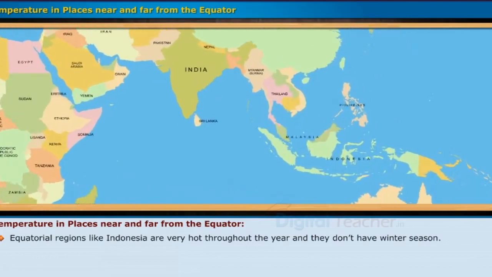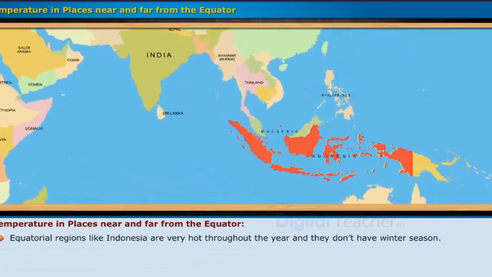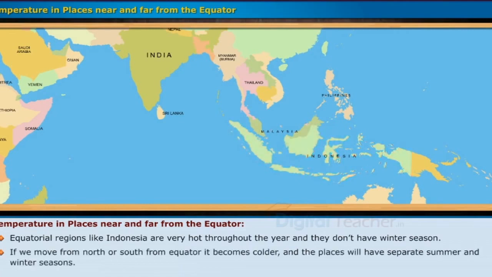Equatorial regions like Indonesia are very hot throughout the year and they don't have winter season. If we move north or south from the equator, it becomes colder and the places will have separate summer and winter seasons.